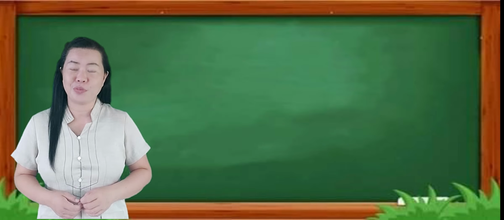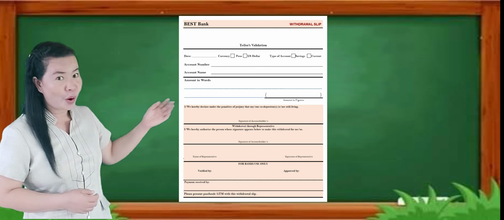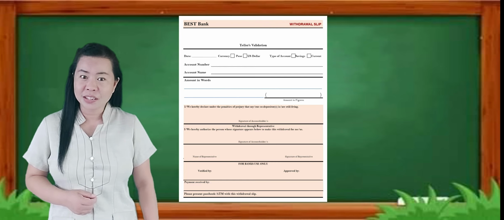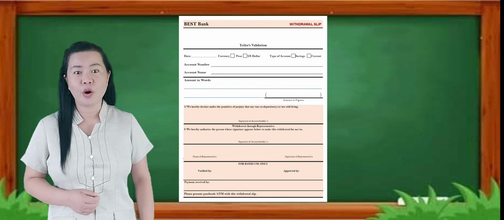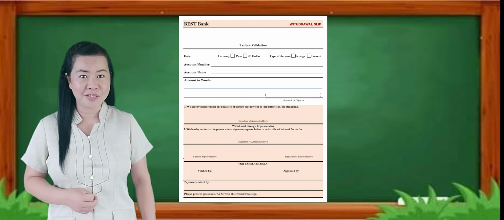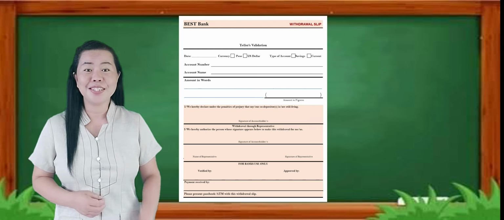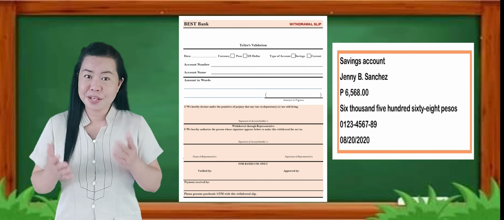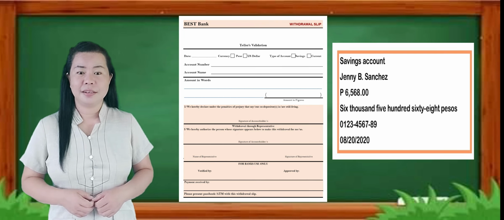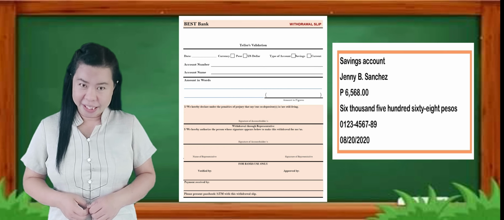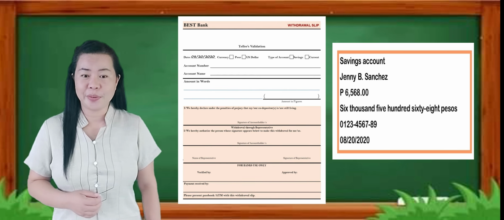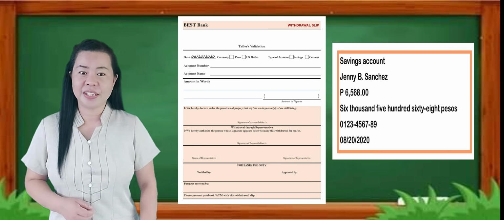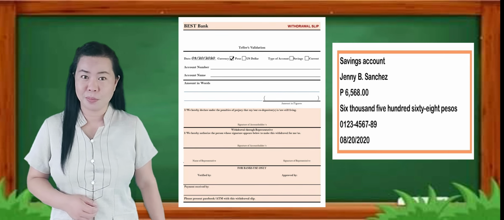The next form that we will be filling out is the withdrawal form. A form used in the bank when the depositor wants to get or withdraw money from his or her savings account. Let us use some of the information that we used a while ago. The deposit date is August 20, 2020. So let's write 08, 20, 2020. For the currency, let's tick the peso box.